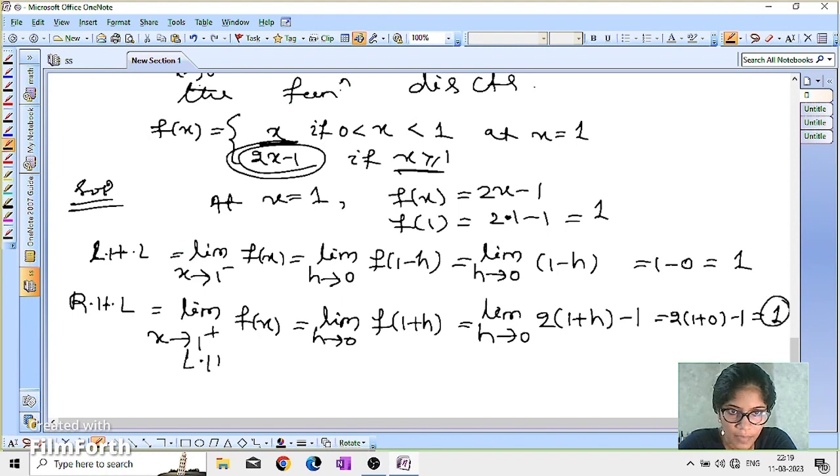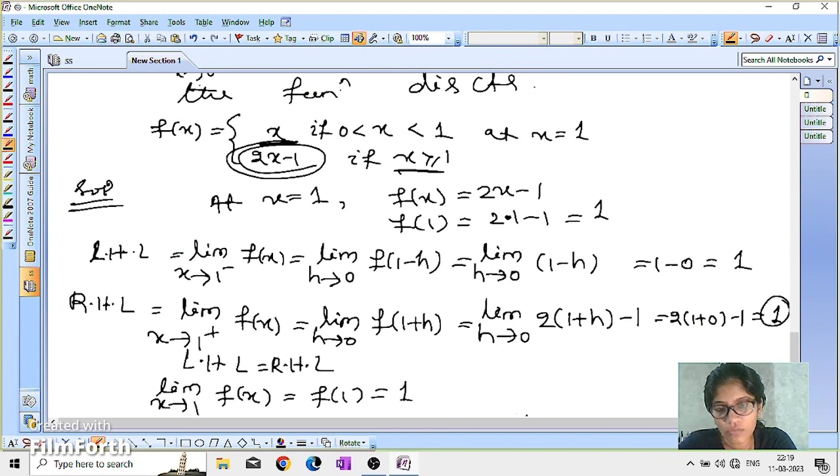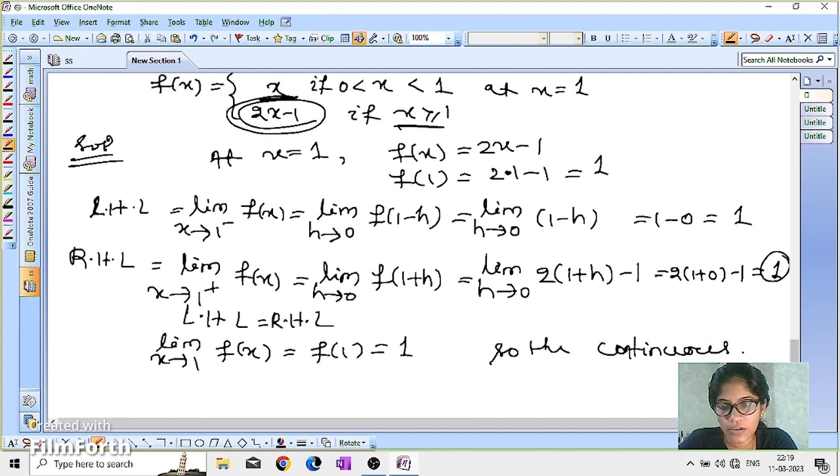Since left hand limit is equal to right hand limit, that implies the limit value exists: limit x tends to 1 f of x is equal to f of 1, which is equal to 1. So the given function is continuous. Okay, function continuous.